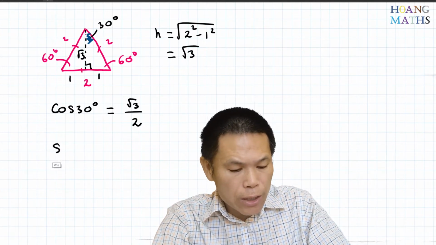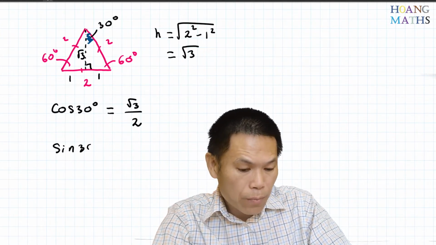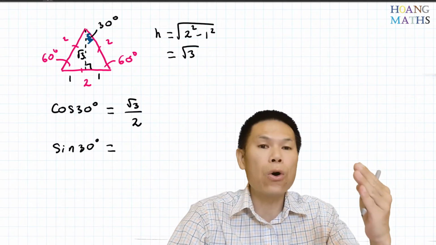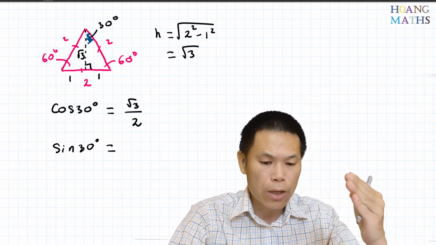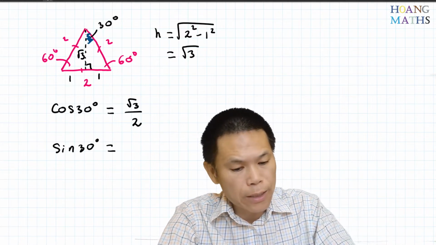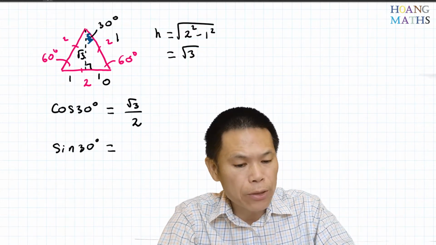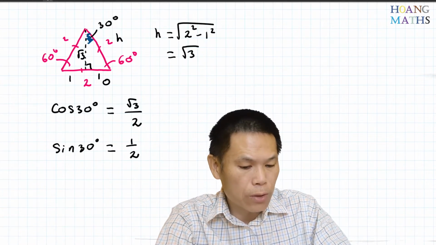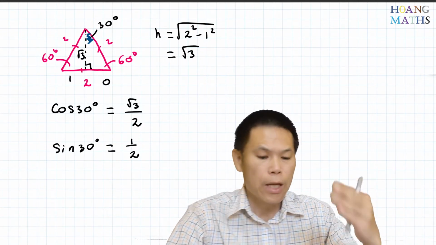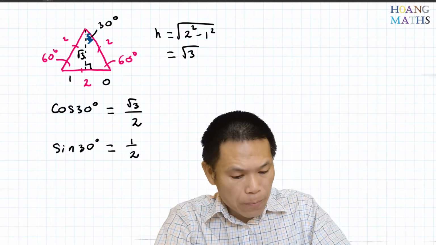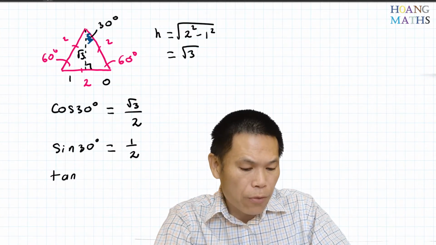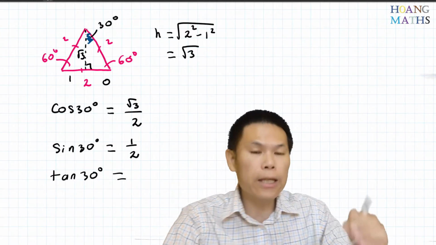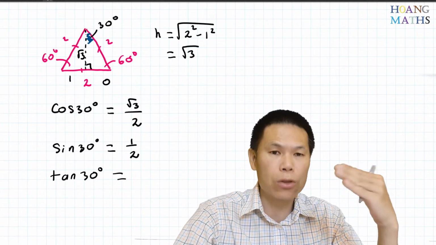And sine of 30 is equal to opposite over hypotenuse. The opposite here is 1 and the hypotenuse is 2. So 1 over 2. Now tan of 30 degrees. If you want to work out tan of 30 degrees, tan is opposite over adjacent. So 1 over root 3.